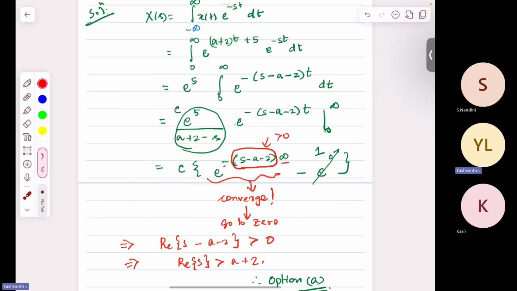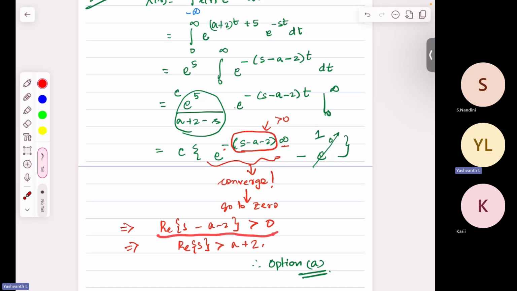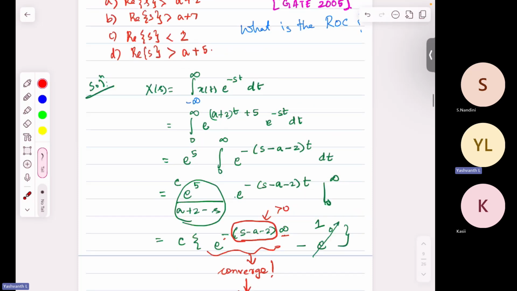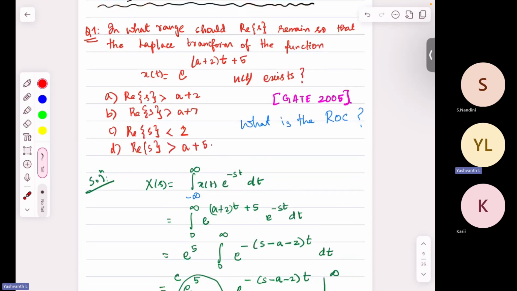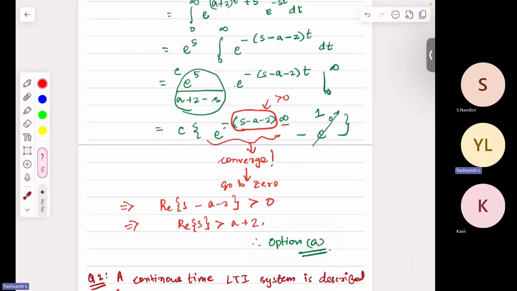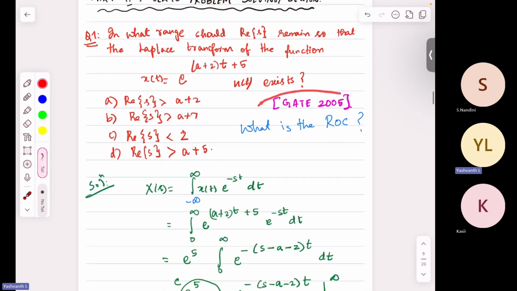Therefore, for convergence, you need s minus a minus 2 to be positive. In other words, the real part of s minus a minus 2 should be positive, or the real part of s must be greater than a plus 2. Go back to the given options, that is the first option: real part of s must be greater than a plus 2. So it's option A. This was a question from GATE 2005. Is it clear?